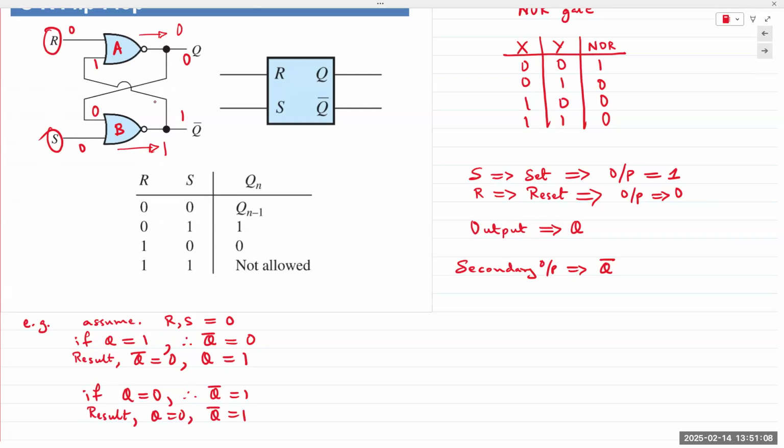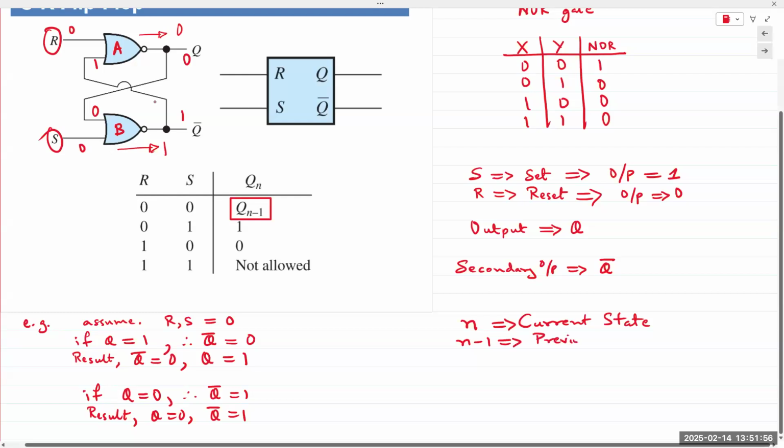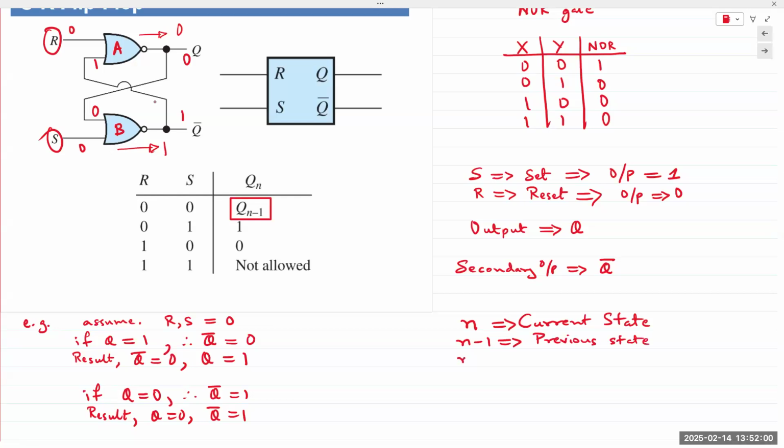The sum of this analysis is that when R and S are both equal to 0, the output does not change. If the output Q was 1, it will remain as 1. If the output Q was 0, it will remain 0. And hence, we say output Q for R equal to 0 and S equal to 0 is Q n minus 1, where n represents the current state, n minus 1 represents the previous state, and n plus 1 represents the next or future state.